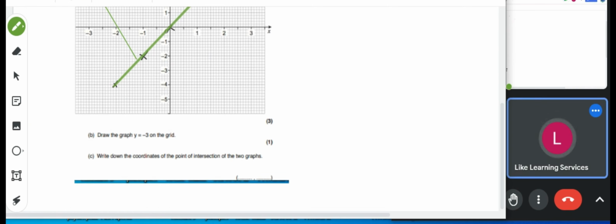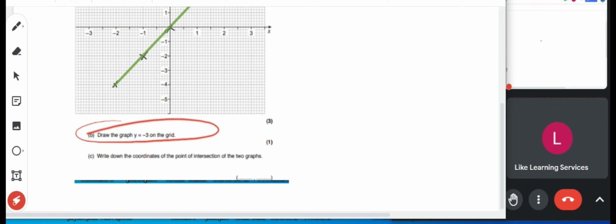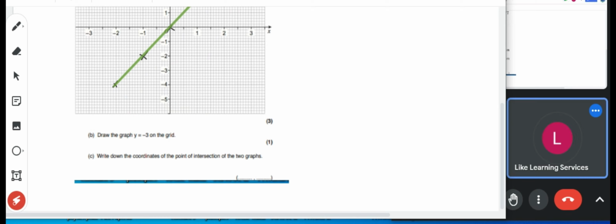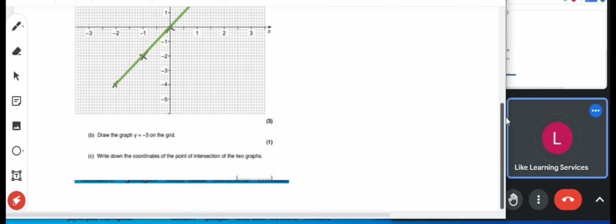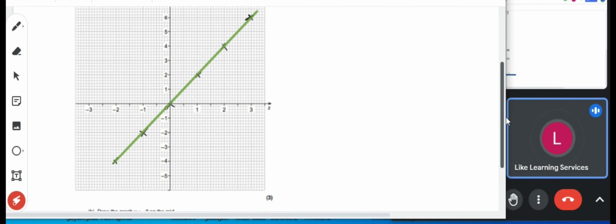What else did he say you should do? Go to the next question quickly on this same question you're solving. Scroll down, read it out. Draw the graph y equals minus 3 on the grid. Write down the coordinates. First of all, draw the graph of y equal to minus 3. You've not drawn it.